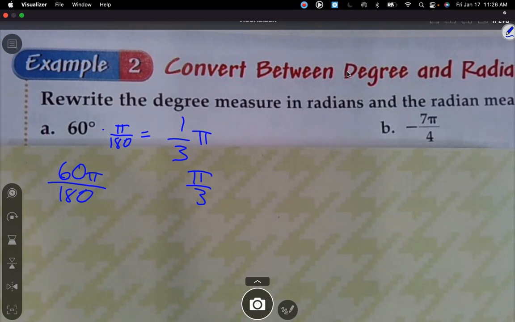That's the same thing. That's radians. Pi over 3. And this takes practice. Why does that 1 go away? Well, because it's just like 1 pi over 3. It's an understood 1 up there.